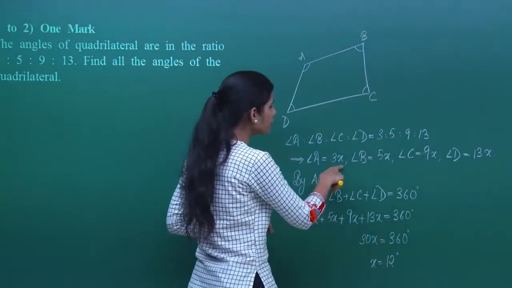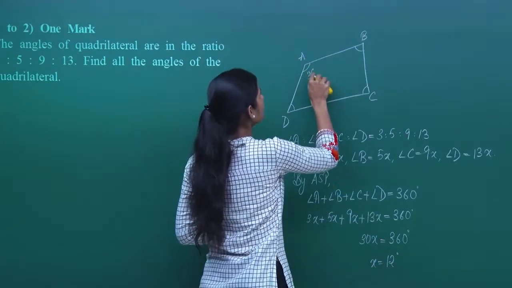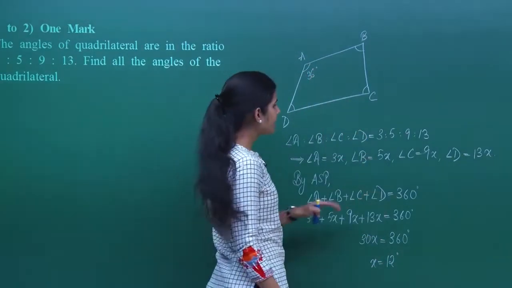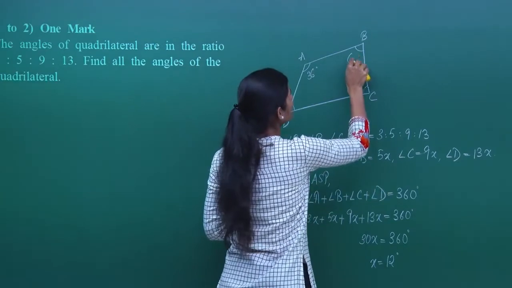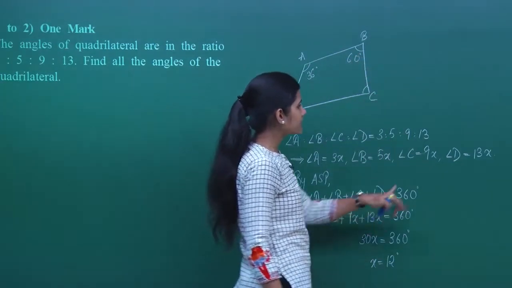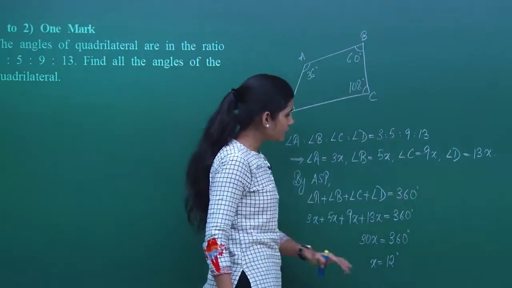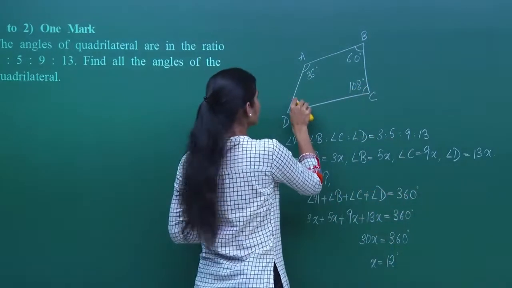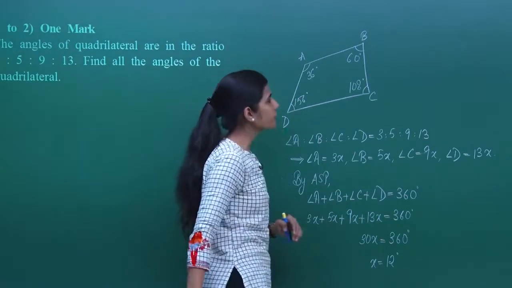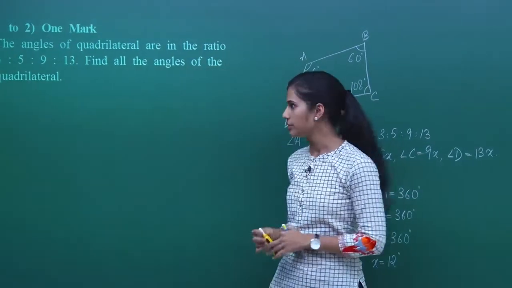If x is 12, you know what is angle A, angle B, angle C and angle D. Angle A will be 3 into 12 which is 36. Angle B will be 5 into 12 which is 60, angle C will be 9 into 12 which is 108 and angle D will be 13 into 12 which is 156. So these are the 4 angles of your quadrilateral.